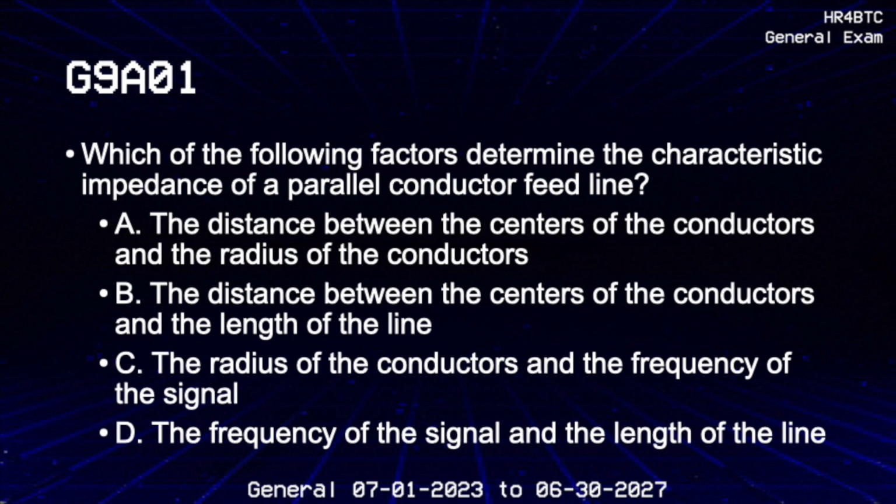Which of the following factors determine the characteristic impedance of a parallel conductor feed line? The distance between the centers of the conductors and the radius of the conductors.